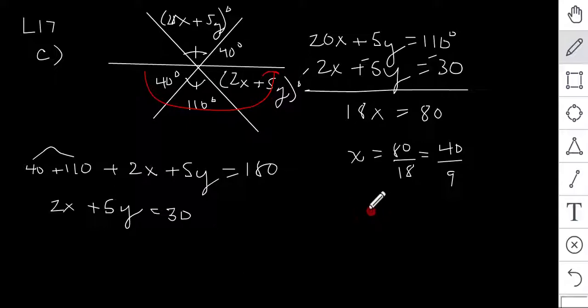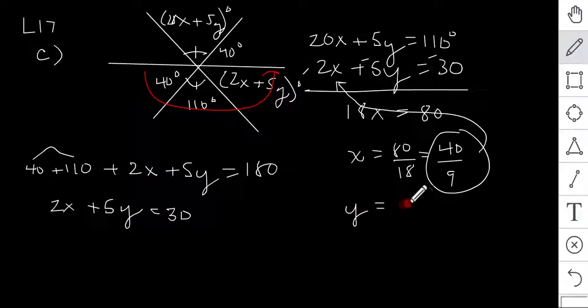And then you have to take this and put it back into one of these 2 equations. You can put it back in here for x. And when you do that, you're going to get y equals 38 over 9. I'm going to not do every step. Some of these things you should be able to do on your own.